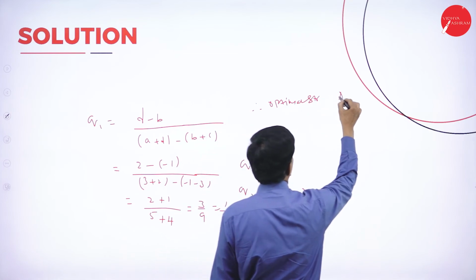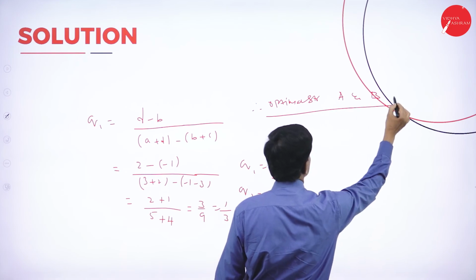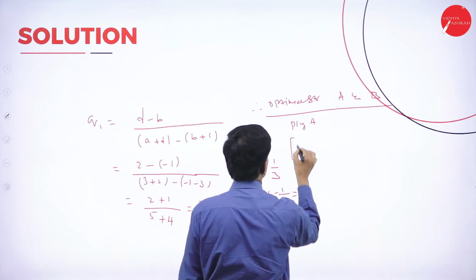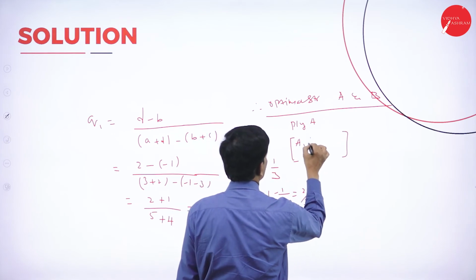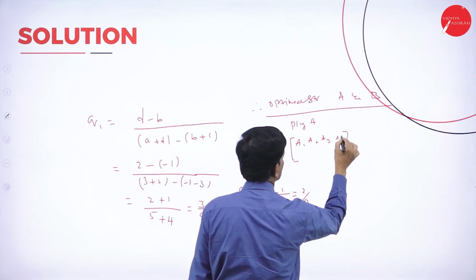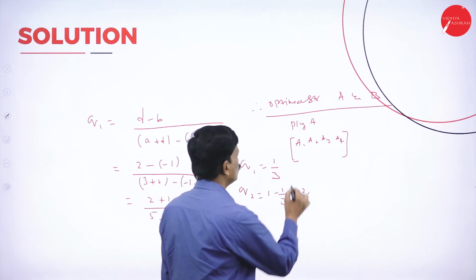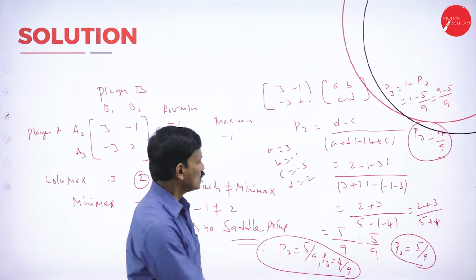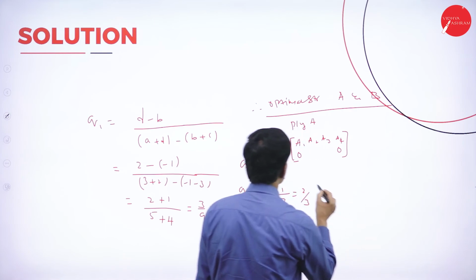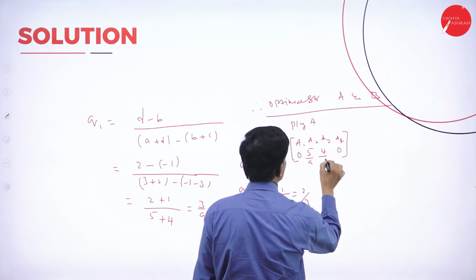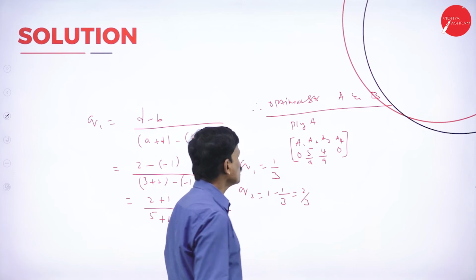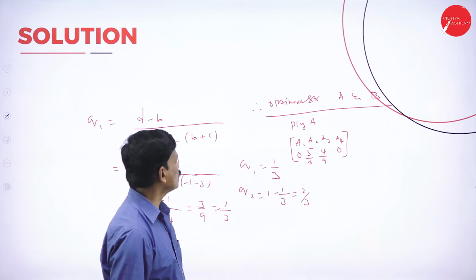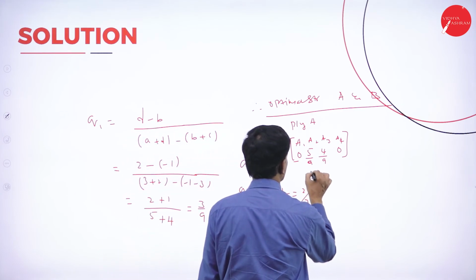So therefore the optimal strategies for the player A and B are, for the player A, A1, A2, A3, A4. So A1 is 0 and A4 is also 0. A2 and A3, what is A2 and A3? That is nothing but 5 by 9 and 4 by 9. Okay. The optimal strategy for player A is A1, A2, A3, A4. A1 and A4 are 0. A2 and A3 is 5 by 9 and 4 by 9.